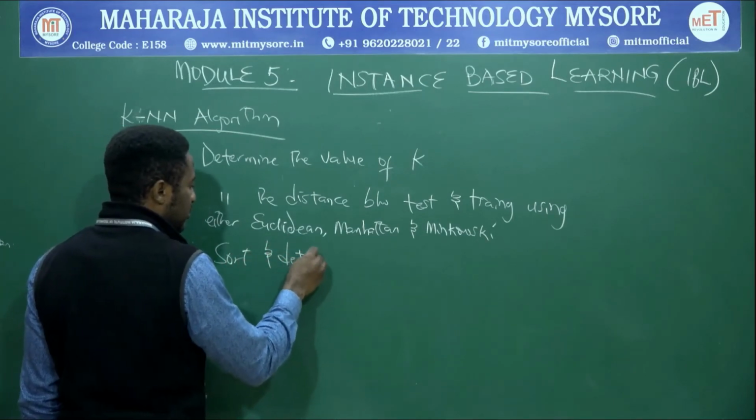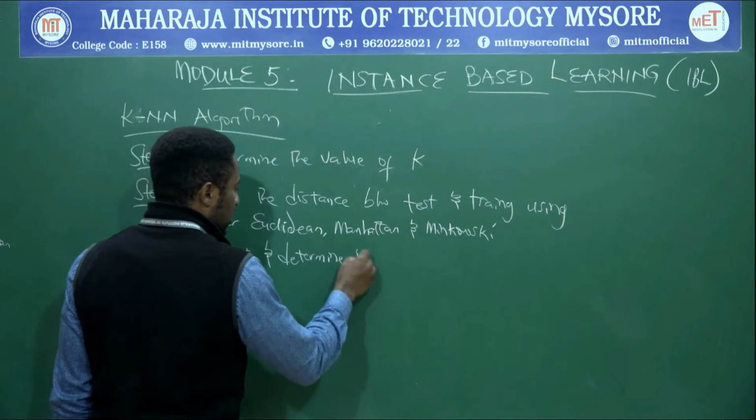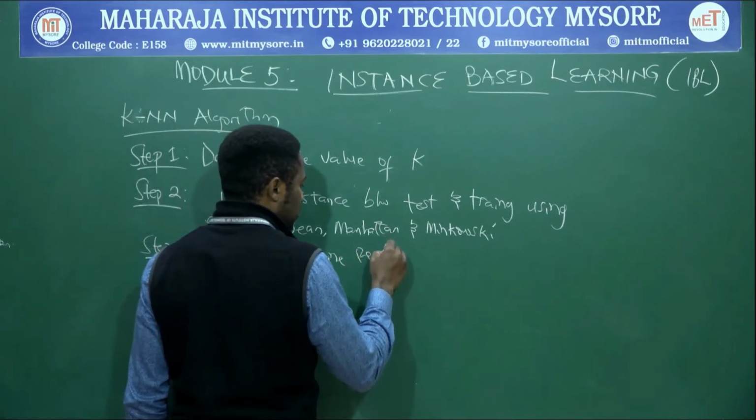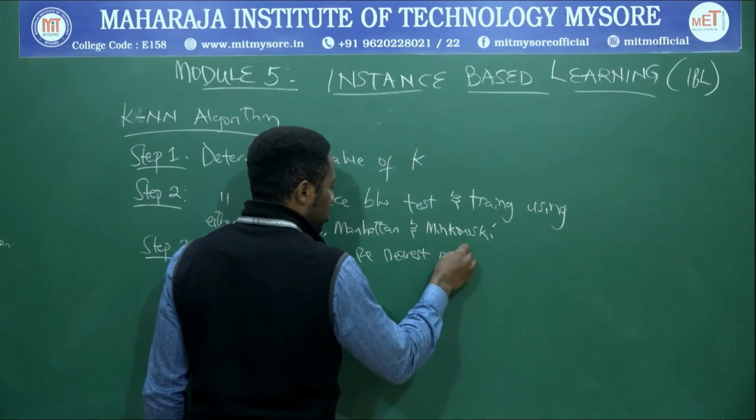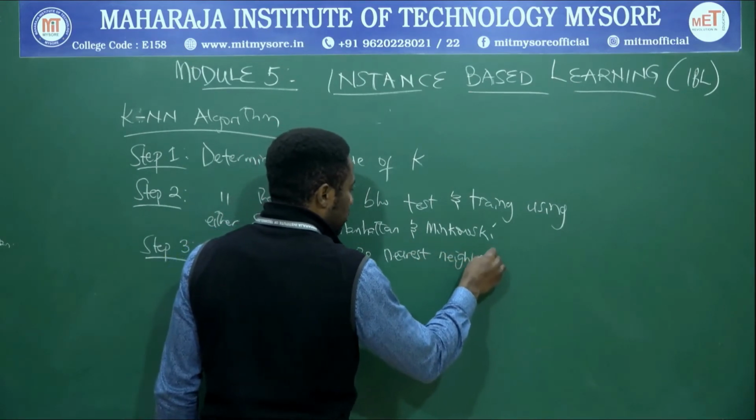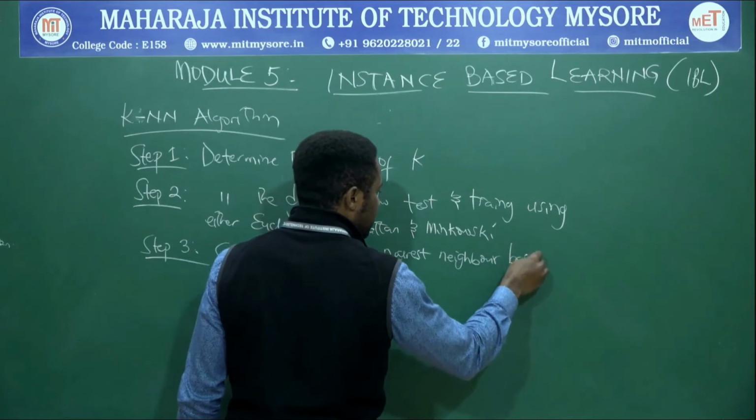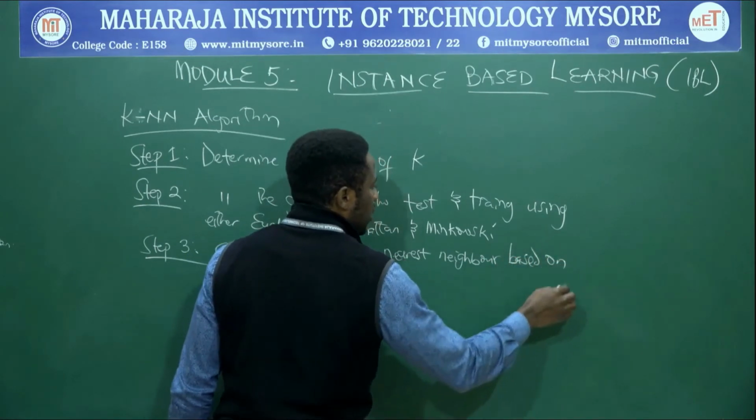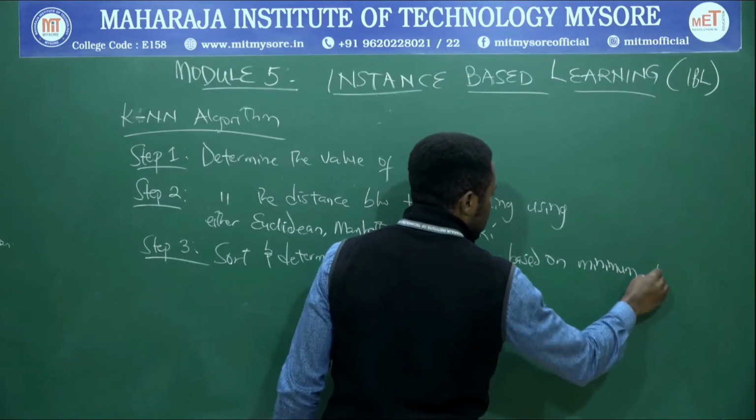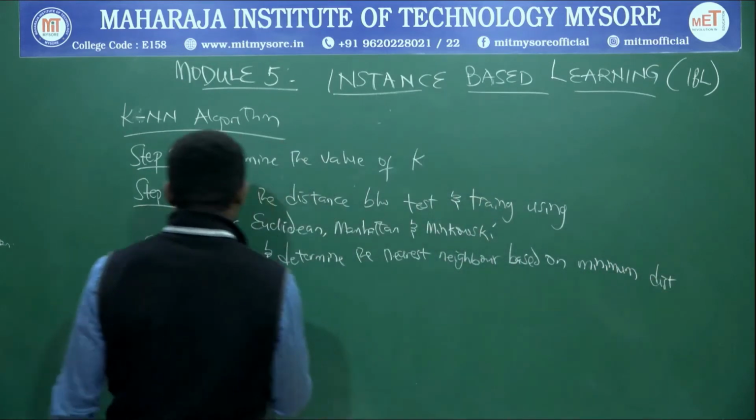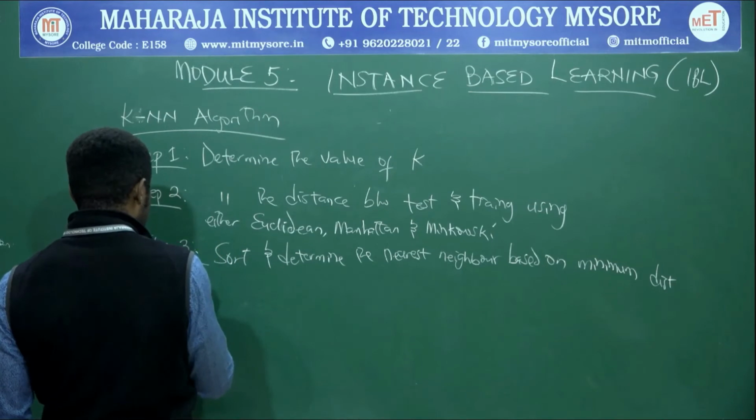And determine the nearest neighbor based on minimum distance. Okay? So after that is done, what do you think will be the fourth step?